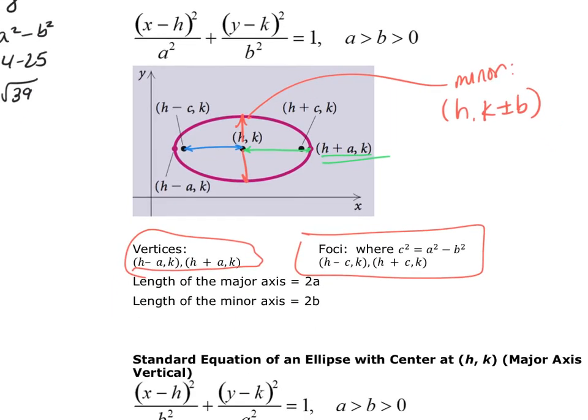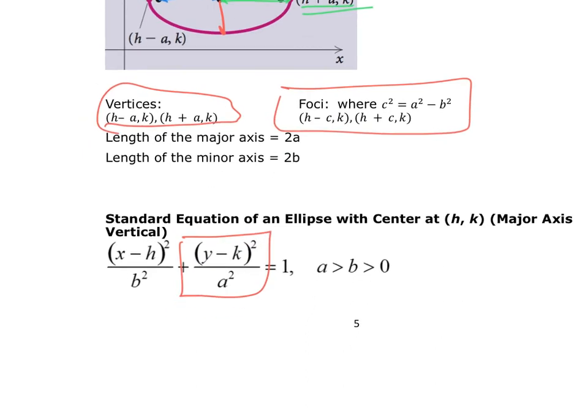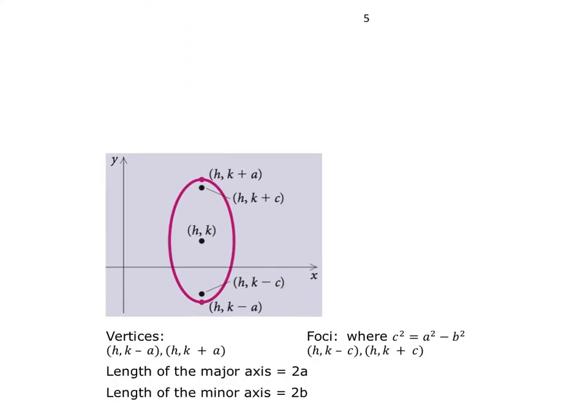When we are talking about it in the other direction, the only thing that changes is A is underneath the Y. The larger number is underneath the Y part. And now I add and subtract from my majors, I add and subtract from the K part. My foci are added and subtracted from the K part. My minors are added and subtracted from the H part. So it's the opposite of what we just did.